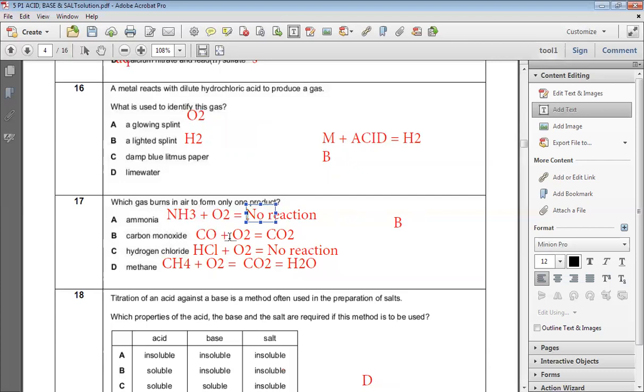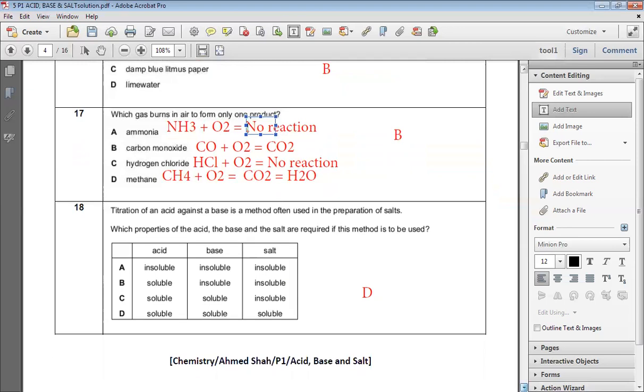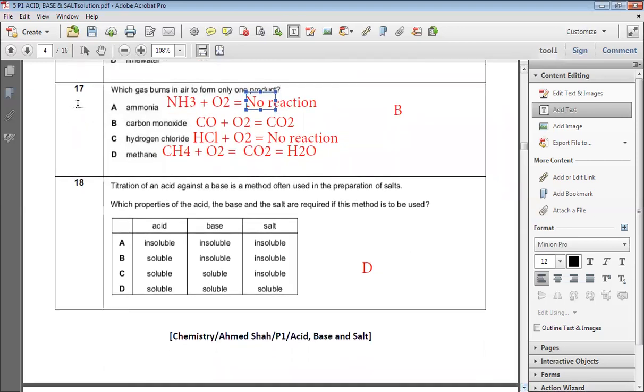But carbon monoxide when combined with oxygen produces carbon dioxide. HCl plus oxygen, no reaction. Methane plus oxygen produces carbon dioxide and water. So we can say that only option B produces a single product when it reacts with oxygen. Burn means oxygen. So question 17, option B is correct.